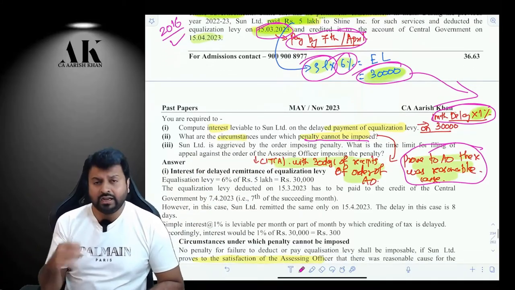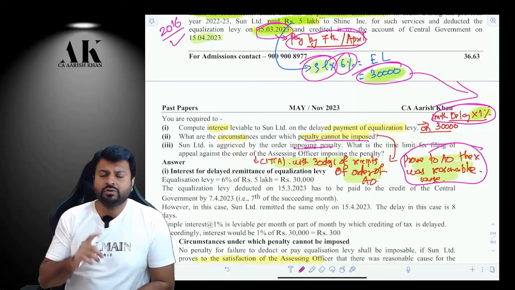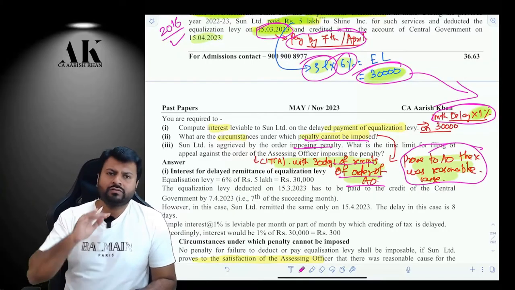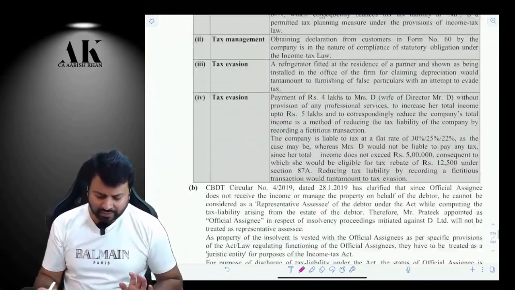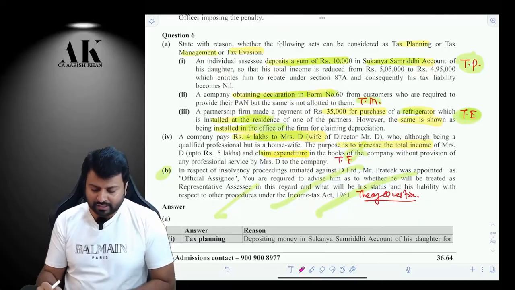Okay. Now, if he does not waive your penalty and if you are aggrieved by the order of the AO, what is the remedy available to you? You can go and file what? An appeal with the CIT (Appeals) within 30 days of the date of the order of the assessing officer. So this is what this question is all about. And one last question over here is about what?